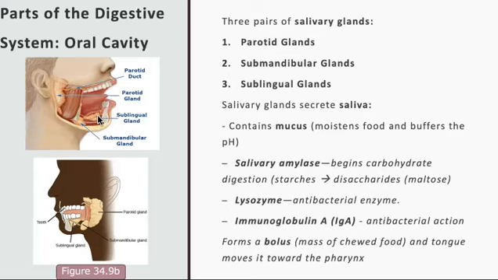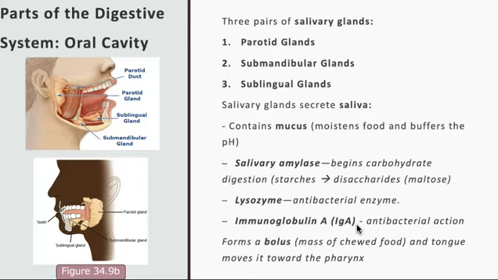And so the function of our salivary glands is to produce saliva. Our saliva is going to contain mucus that helps to moisten our food and kind of clump the food together, and also buffers the pH. We'll also see an enzyme known as salivary amylase secreted that will start the carbohydrate digestion, turning starches into disaccharides known as maltose. We also will have antibacterial properties where we produce lysozyme and immunoglobulin A to protect us from pathogens.